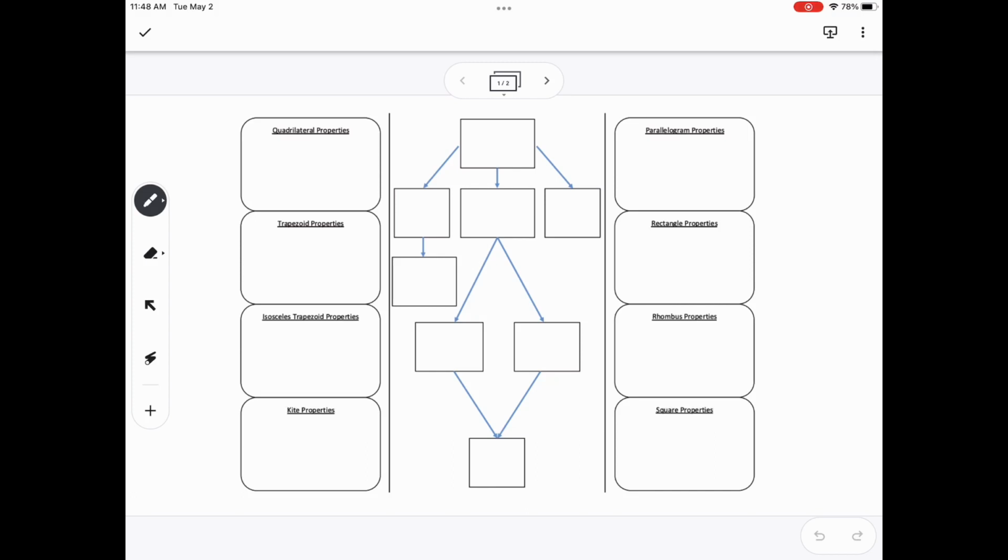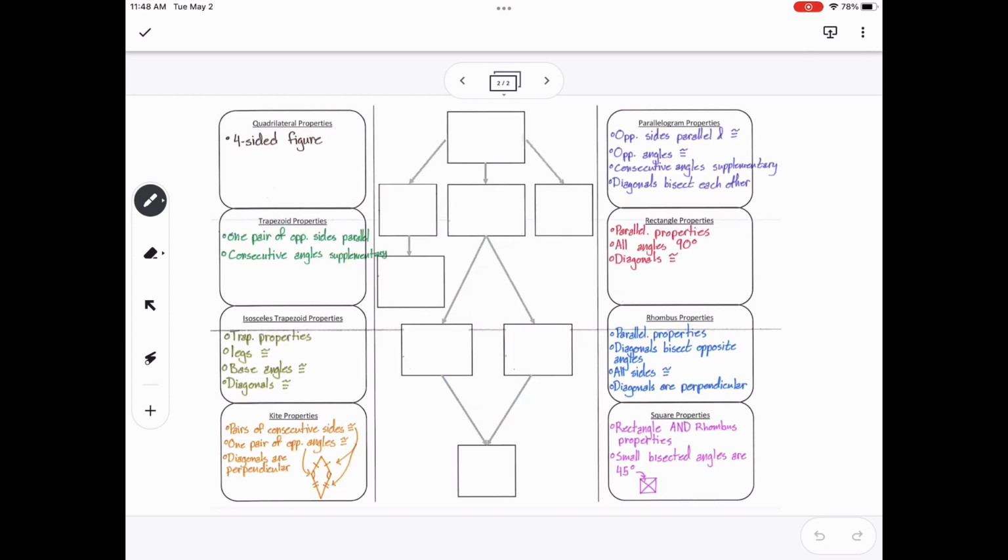Welcome back. Today's lesson is about quadrilaterals. And so we have a flow chart here to encompass all the quadrilaterals that we've talked about in this unit, starting with all their properties. And then we'll classify what's the outside and what's the inside. So quadrilaterals are just four-sided figures.